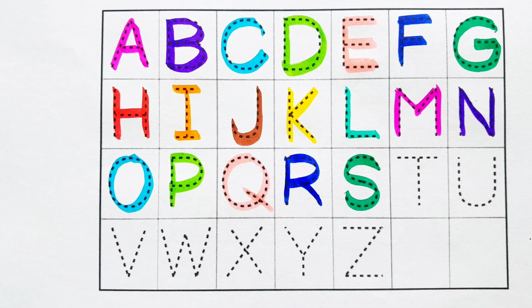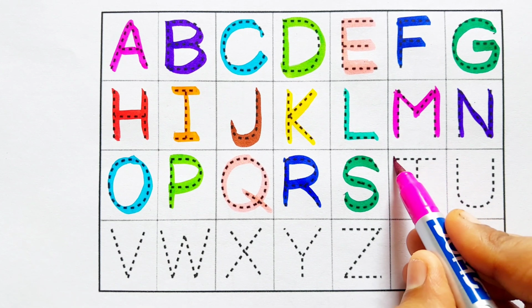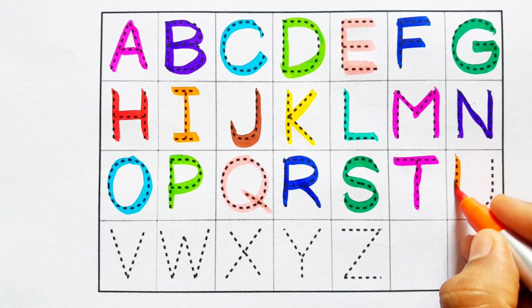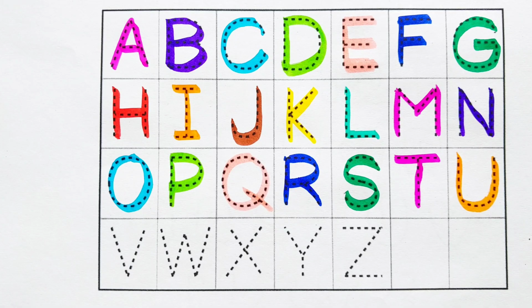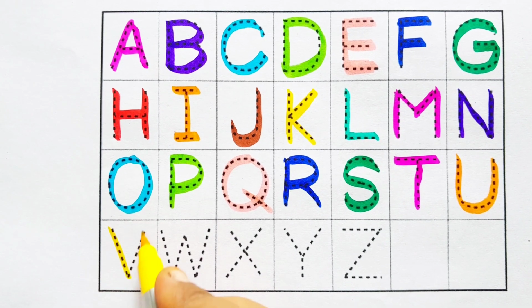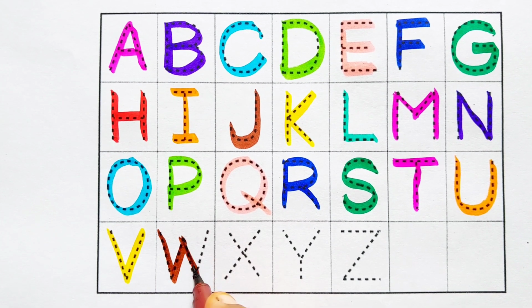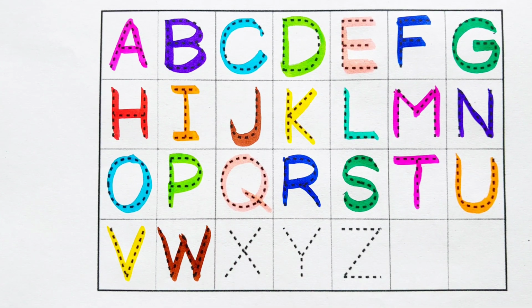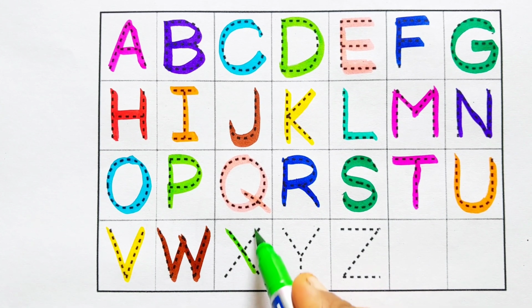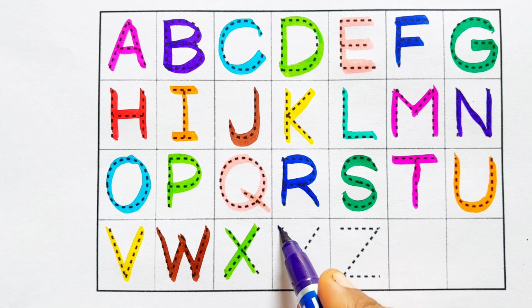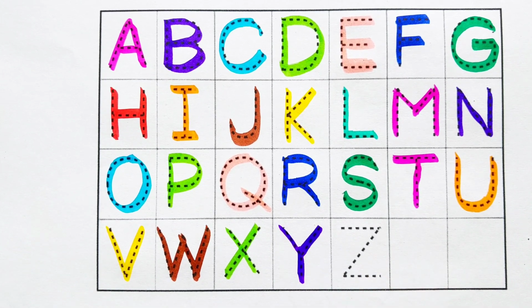S. S for sparrow. T. T for tomato. U. U for umbrella. V. V for van. W. W for watch. X. X for Xmas tree. Y. Y for yo-yo. Z. Z for zip.